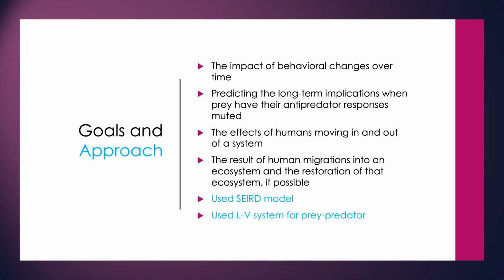For our goals and approach, you can see here they are within black and blue to help distinguish them. We are to look at the impact of behavioral changes over time. That was one of our goals that we set out. And just like the problem statement, we want to predict the long-term implications when prey have an anti-predator response system and when that system is muted. We are to look at the effects of humans when they move in the system as well as when they move out of the system. And then with this, we are to look at the results of the human migration into that ecosystem and the restoration of that ecosystem, if at all possible, with these humans migrating in.